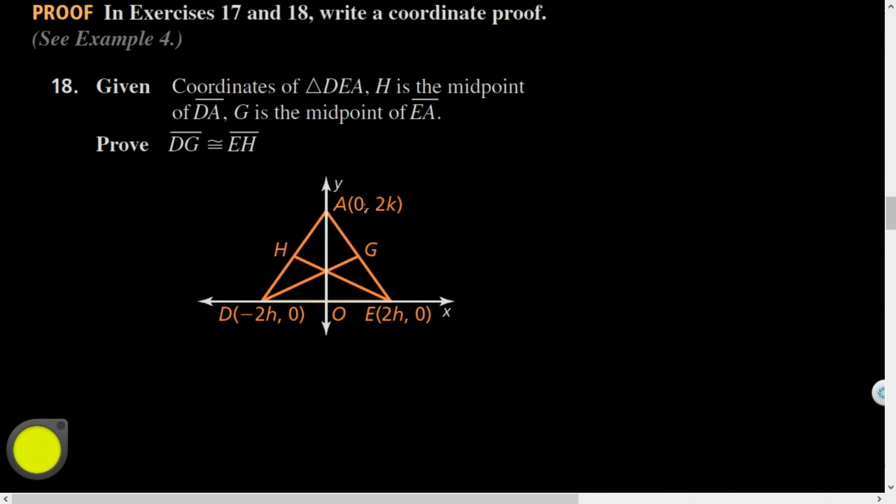Coordinates of triangle DEA, as shown, are given to us. H is the midpoint of DA, and G is the midpoint of EA. They want us to prove that DG, this segment, is congruent to EH.